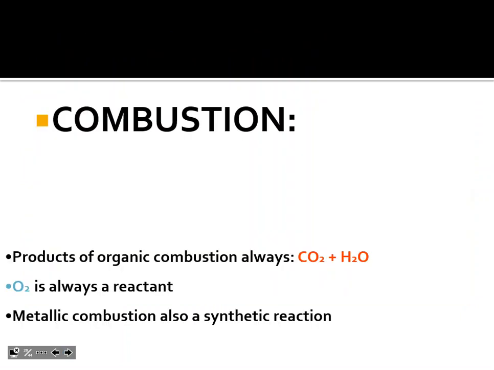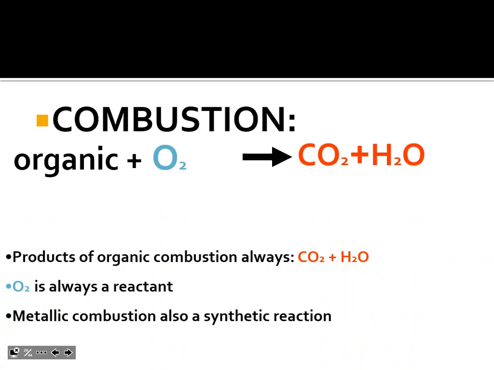All right, on to our last type here. Now, once again, you're going to put the generic in row 1 and the other generic in row 3. So skip the example row. All right, combustion, organic plus oxygen. The first one is going to give you carbon dioxide and water.